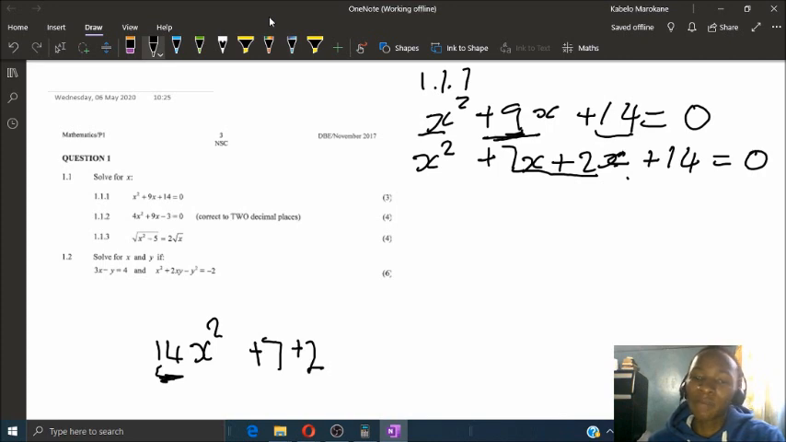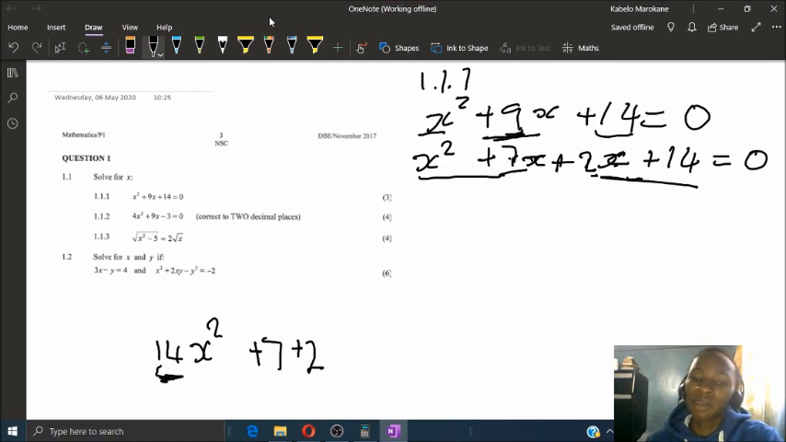So the next step that we need to take is to factorize the first two and the last two.